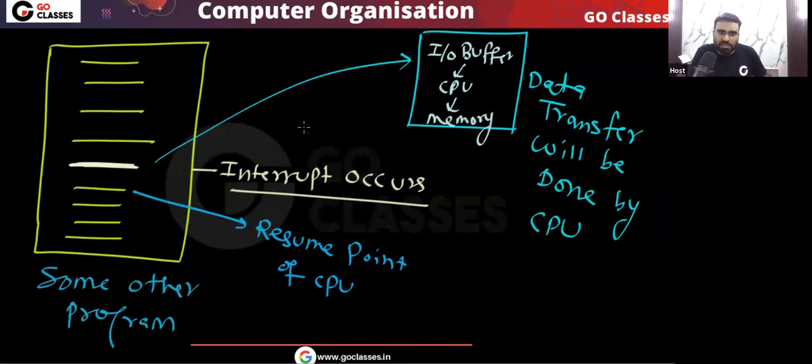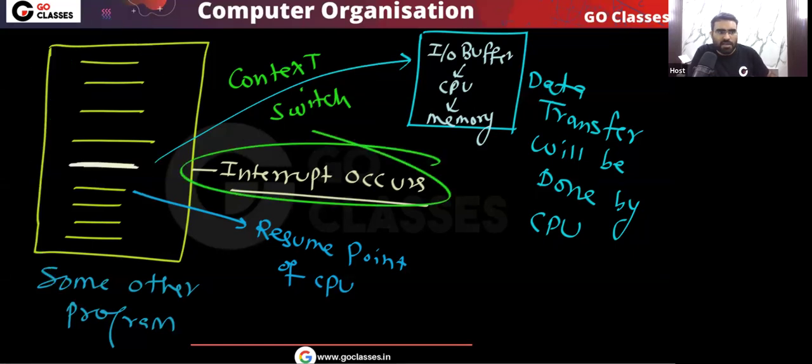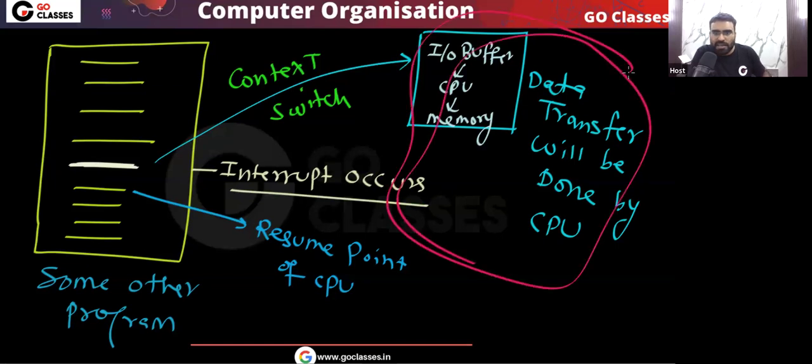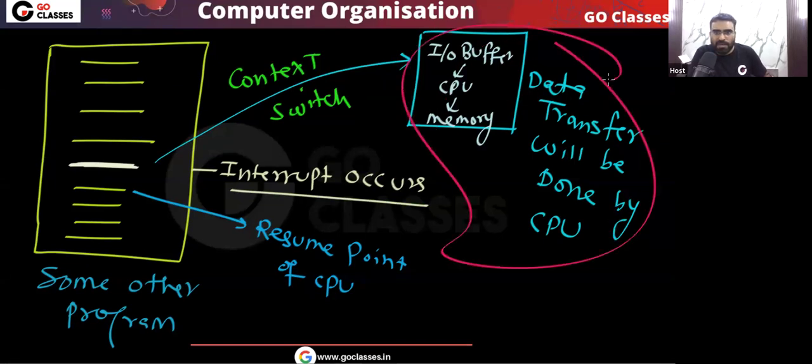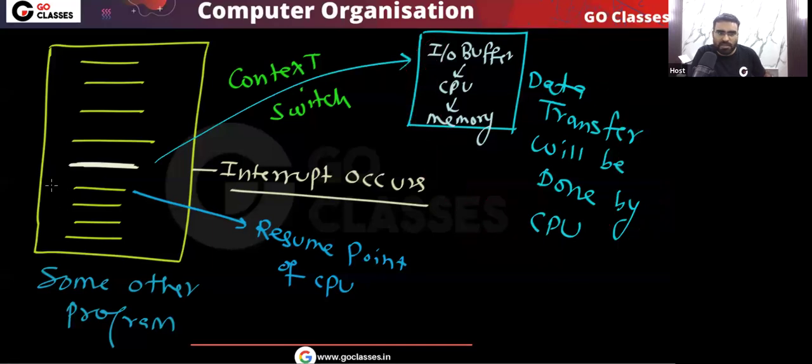Did you notice there is a context switch here? The CPU was executing this program. At this moment, the interrupt occurs. When the interrupt occurs, the CPU will do the data transfer. But after completing this data transfer, the CPU must resume here. Yes or no?